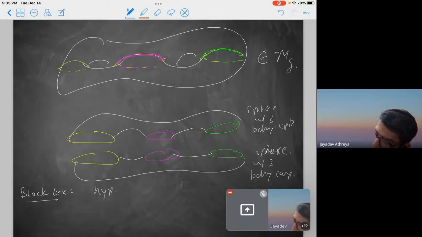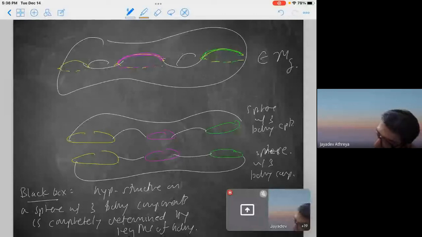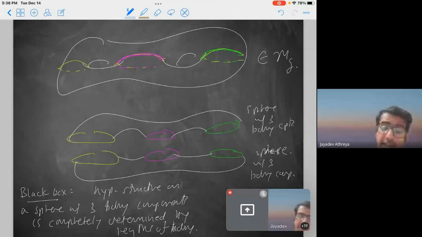The hyperbolic structure on a sphere with 3 boundary components is completely determined by the lengths of the boundary components, the lengths of the boundary. So as soon as I know the lengths of these boundary components, I know the full details of the hyperbolic metric on each piece. So that's already sort of 3 numbers here.